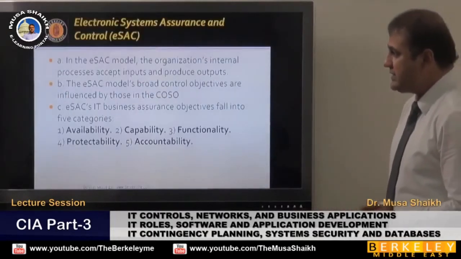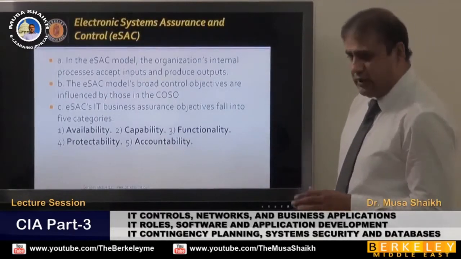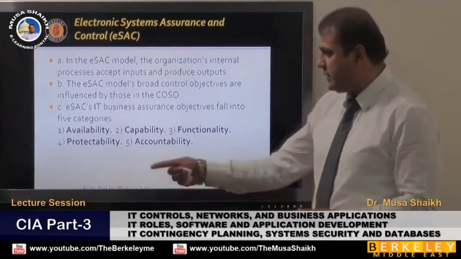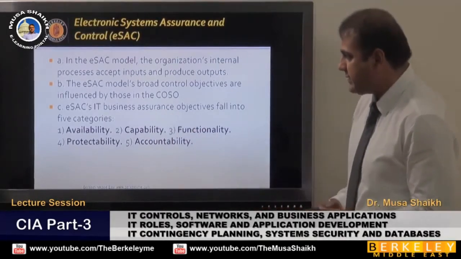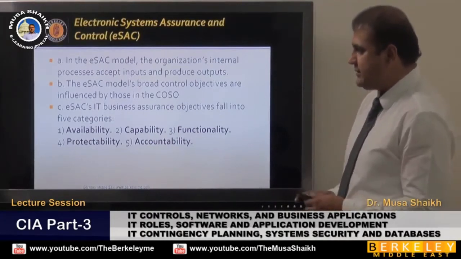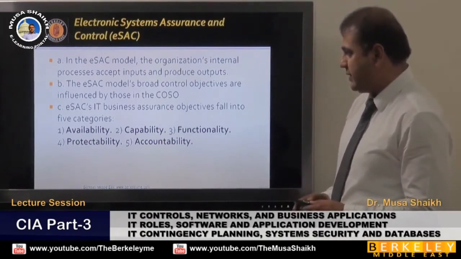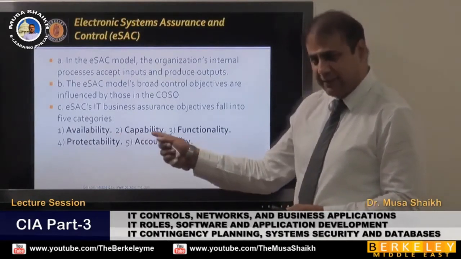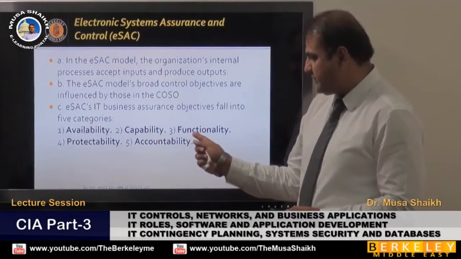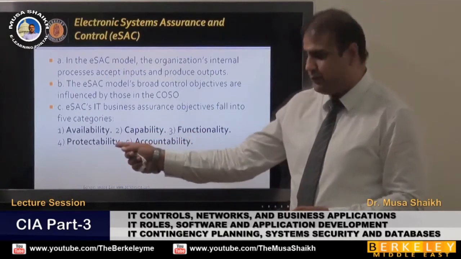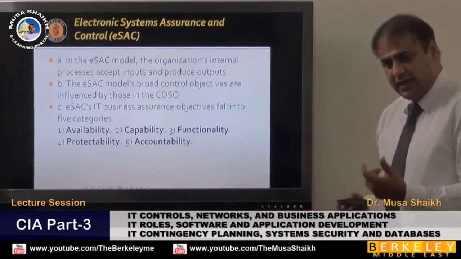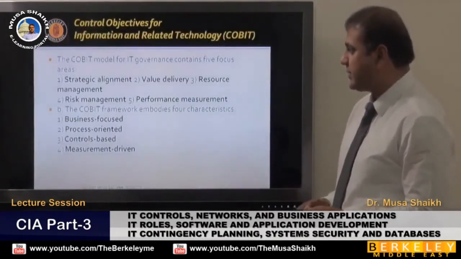Then we have the ISACA model. The ISACA models are almost the same, with plus or minus factor changes. For example, it says, COBIT, business assurance objectives: the system should always be available, capable of doing its work, it should be functional, it should have predictability, and it has the accountability concept.